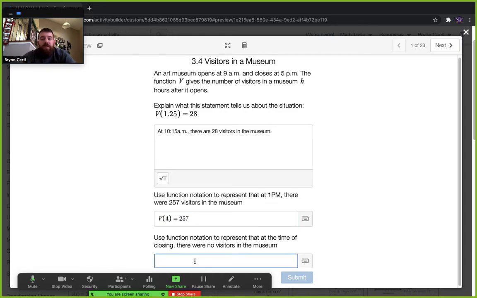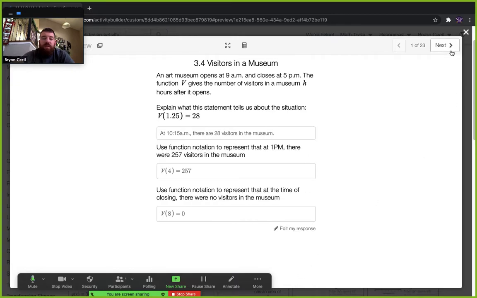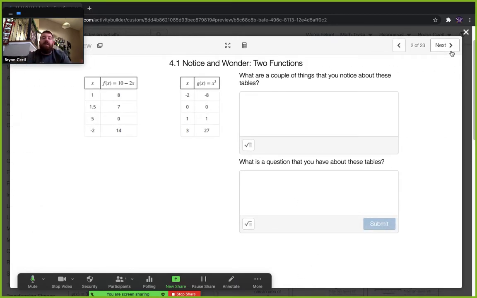Now use function notation to represent that at closing, there are no visitors. From 9 to 5, that's 10, 11, 12, then 5 more hours, so after an 8-hour day, V of 8 equals 0 visitors. That's function notation again. To review that, today we're going to attack lesson 4.4.